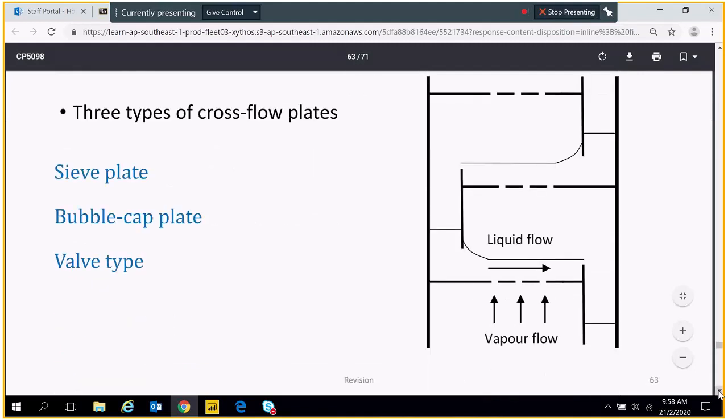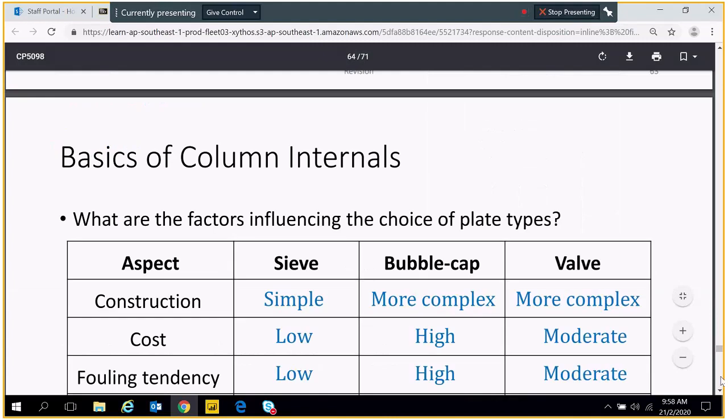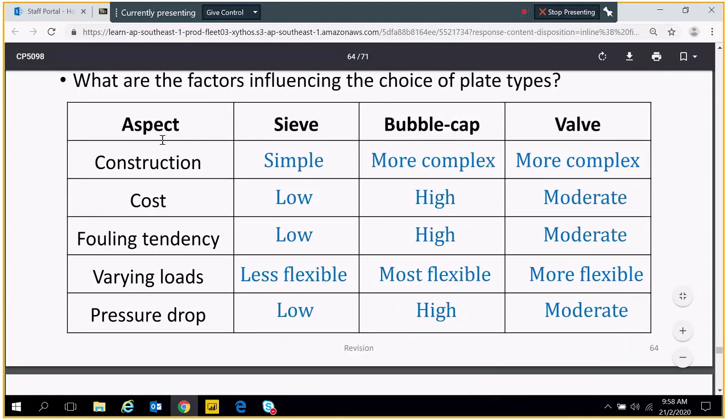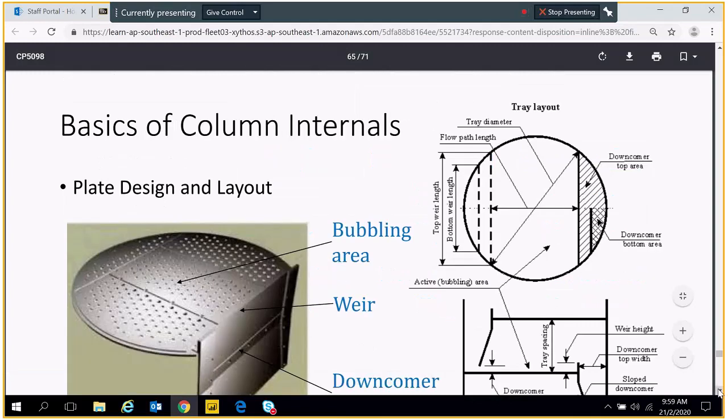The three kinds of plates: sieve, bubble cap, and valve. I asked you to study this one, the aspects and the three types of plate. Lowest cost is sieve. Most expensive is the bubble cap. You can see here.